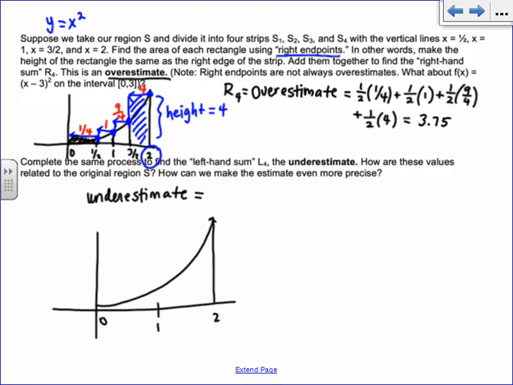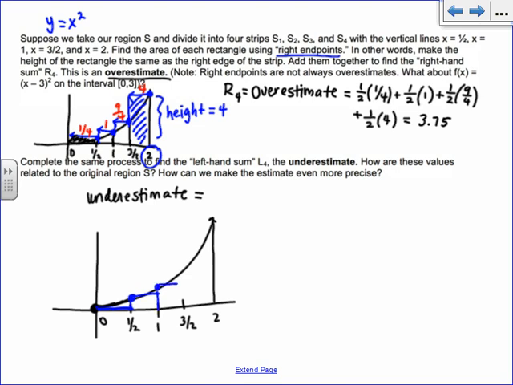Okay, so we're going to divide up the region into those 4 strips again. But now when we do this, we're going to use what we call left-hand endpoints. So I'm going to start on the left and then go over. So the first rectangle is actually totally flat. It's not a rectangle at all. And then the next rectangle is like that.